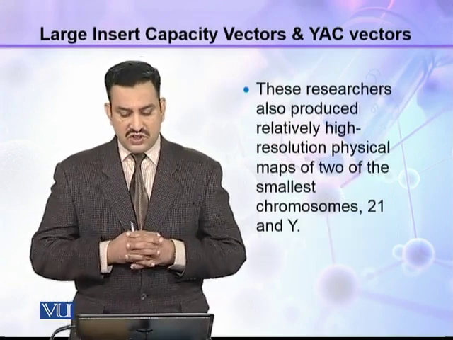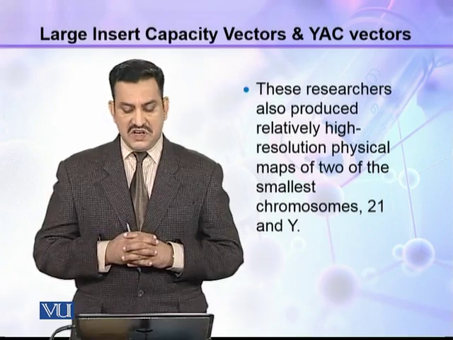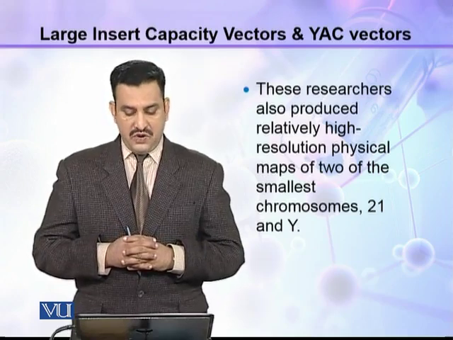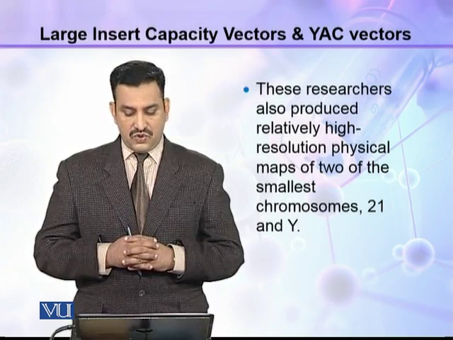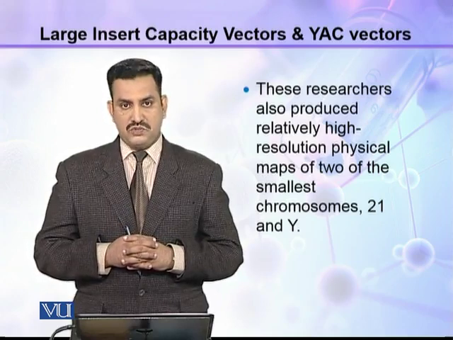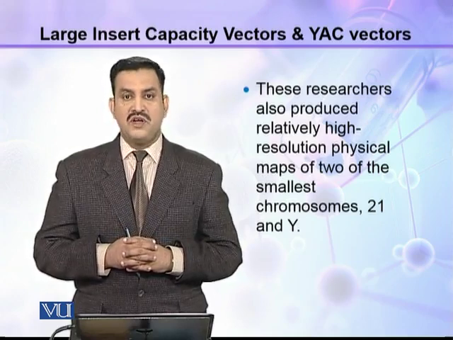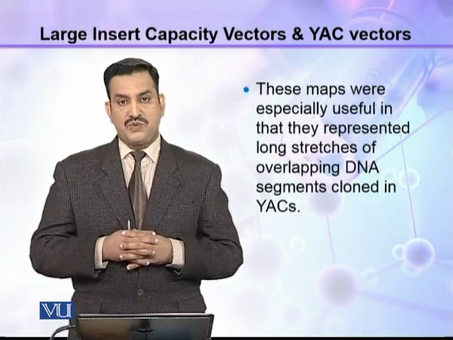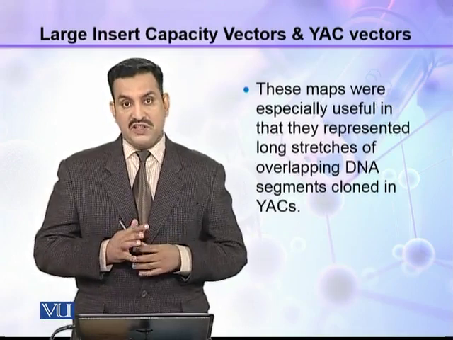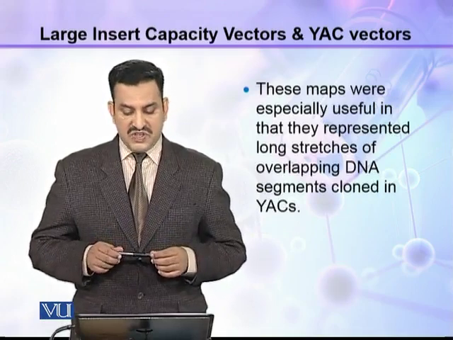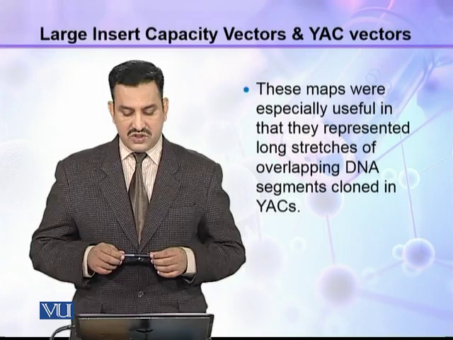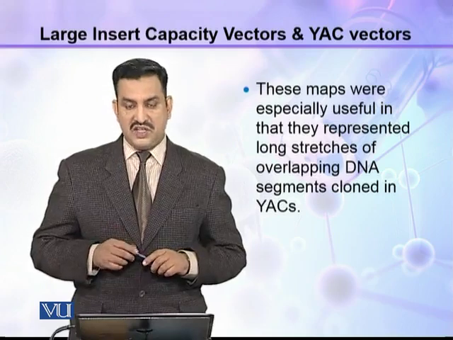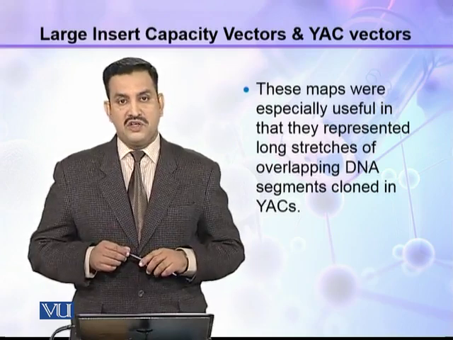These researchers also produced relatively high resolution physical maps of two of the smallest chromosomes, that is chromosome number 21 and Y chromosome. These maps were especially useful in that they represented long stretches of overlapping DNA segments cloned in YACs.